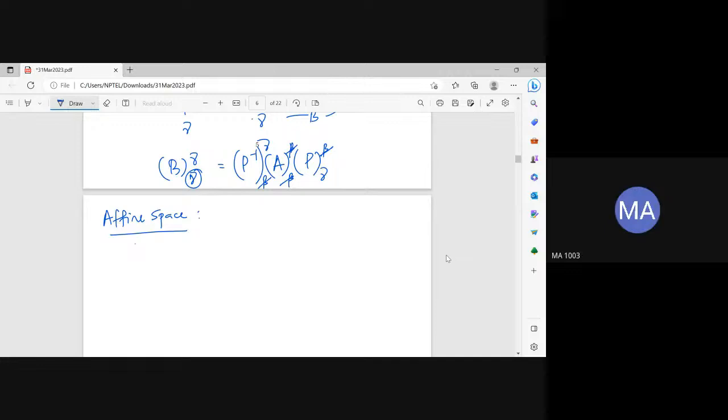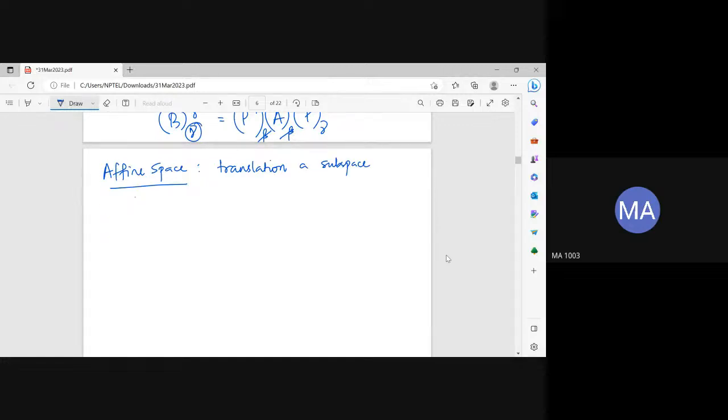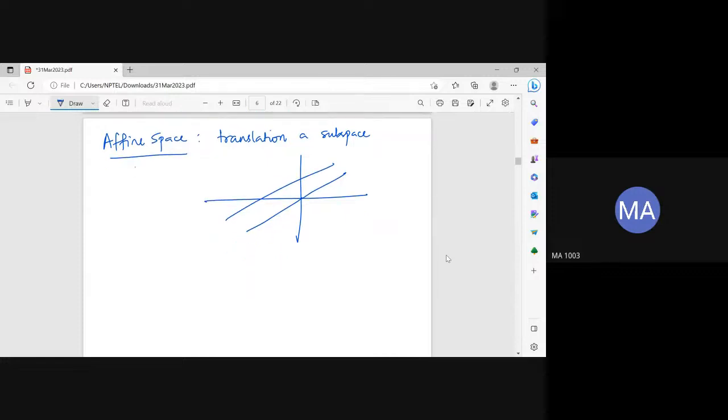So the affine space is nothing but a translation of a vector space, a subspace. So you'll have a subspace, you translate it, you get an affine space. So something like this, right? You have this. This is a subspace. You translate it. This is an affine space.